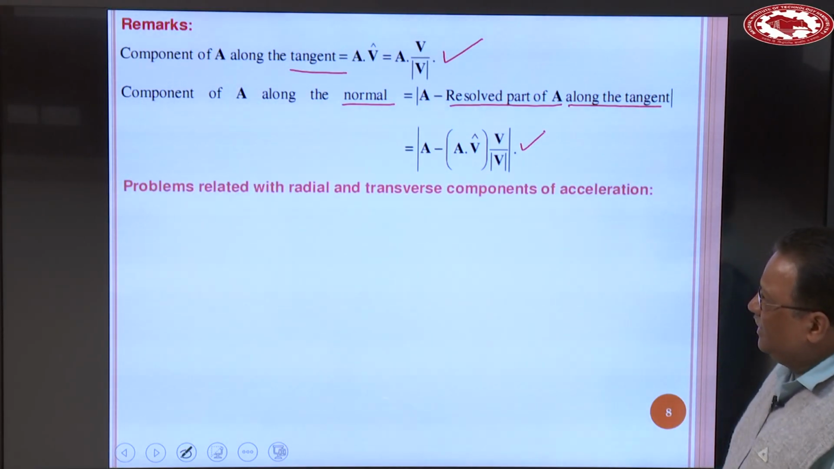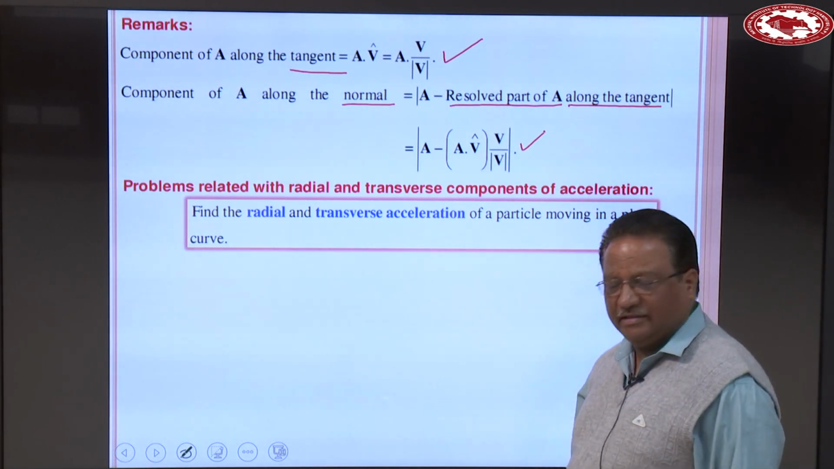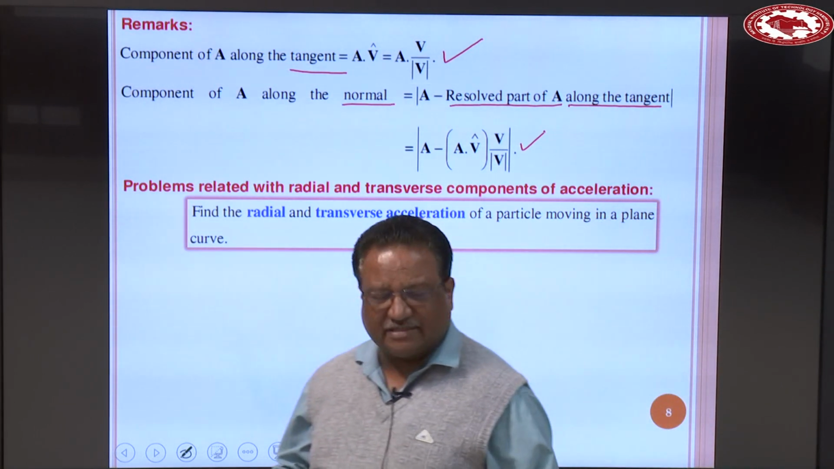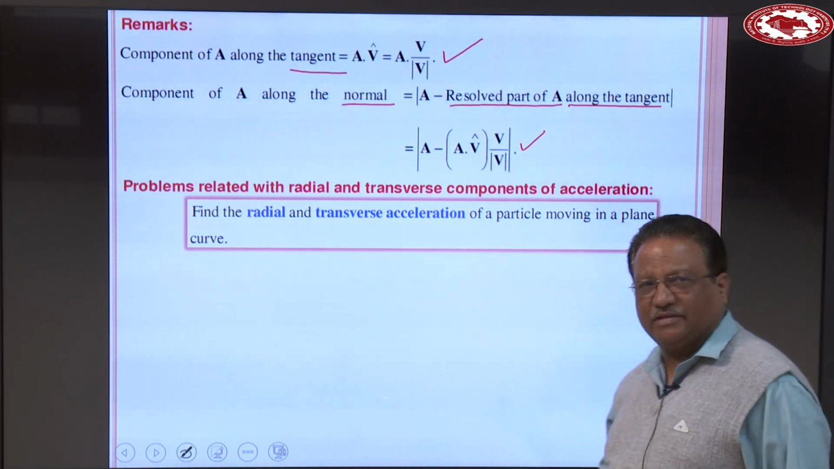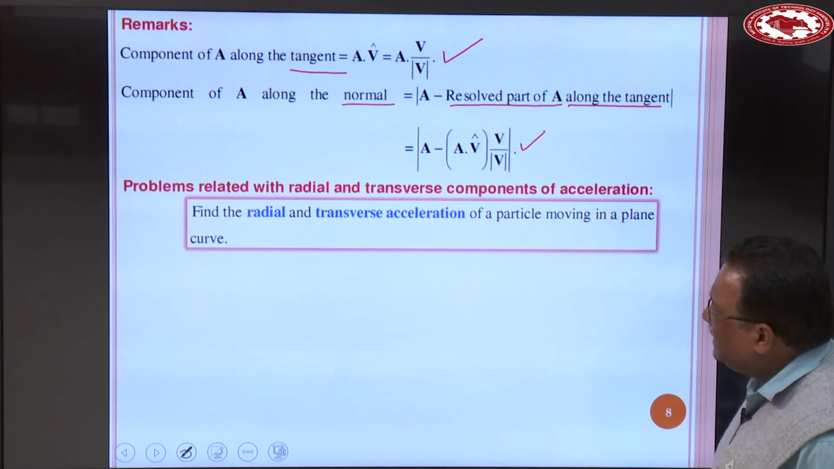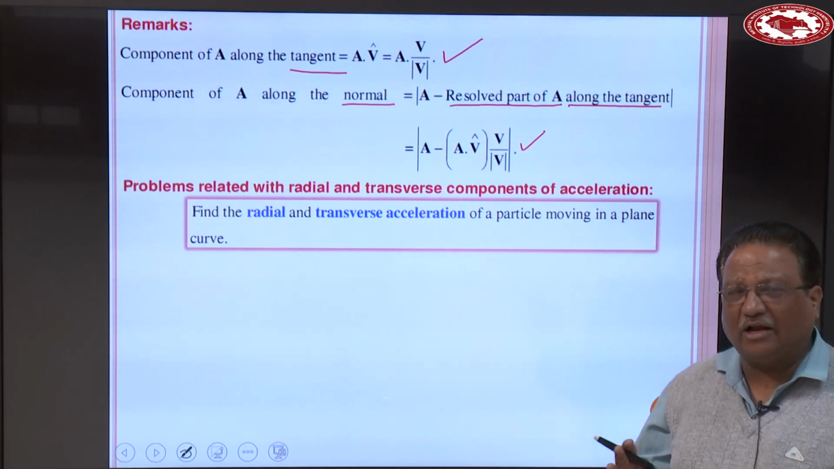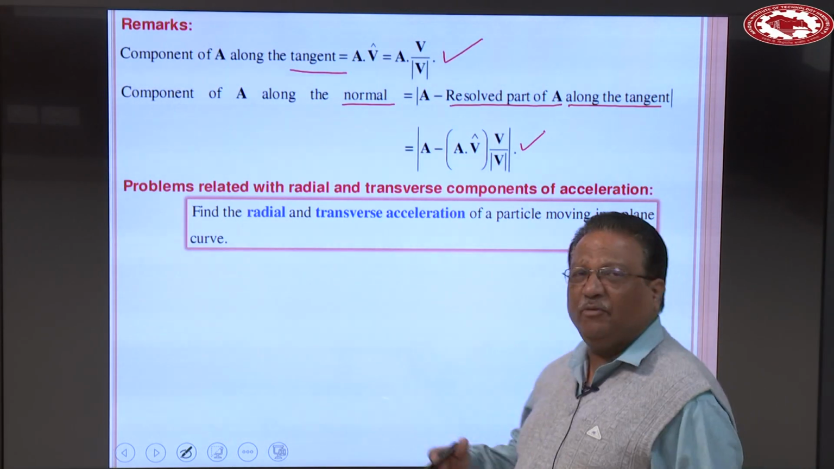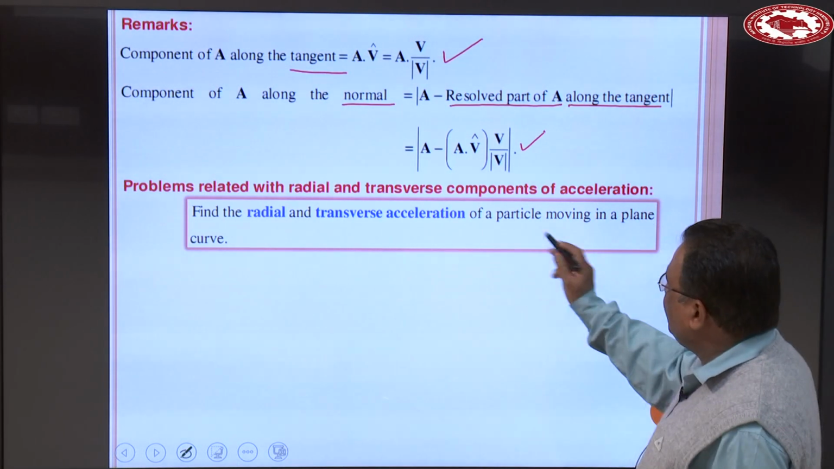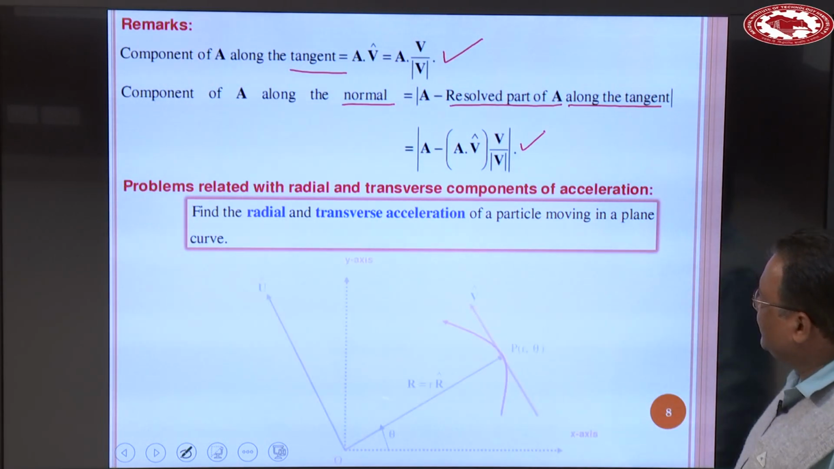Then let us now discuss a few problems. This is all about velocity, acceleration, relative velocity, relative acceleration. So let us discuss a few problems today. Find the radial and transverse acceleration. This means we are going to calculate the radial component and the transverse component of acceleration of a particle moving in a plane curve.